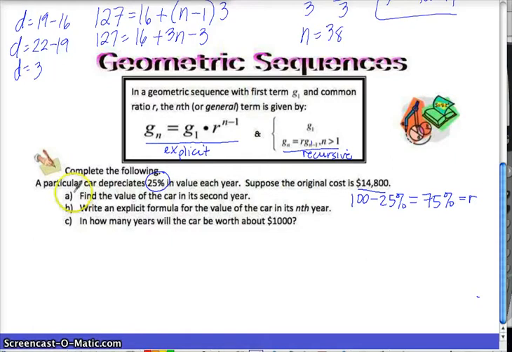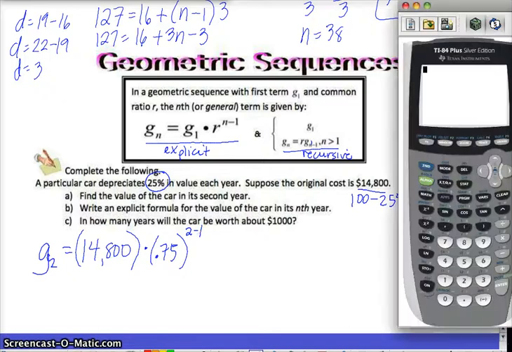So question A says find the value of the car in its second year. So what are we going to do? Well, that's A sub 2, or sorry, in this case G sub 2. We're going to take G sub 1, which is 14,800, and multiply it by the common ratio, which we just said was 0.75 or 75%, but we have to change that to a decimal. And we take that to the power of 2 minus 1, or just to the first power.